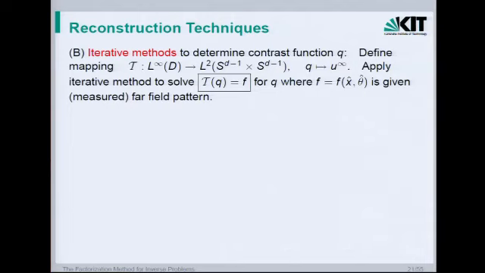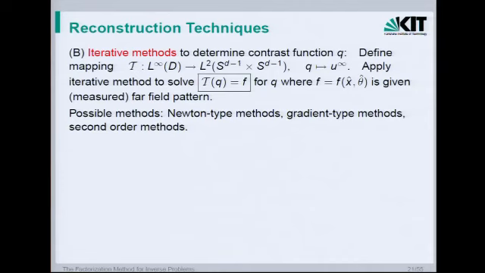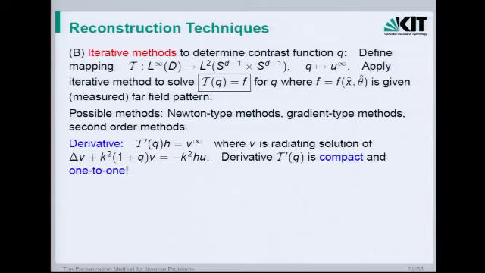Okay, so there are of course plenty of methods to solve nonlinear problems of that kind. I just mentioned here Newton type methods, gradient type methods, second order methods, but all of them need the derivative of this operator in the direction of h, and you can also write down what the derivative is. But here you see again that the derivative is compact and one-to-one, so you have to regularize this.